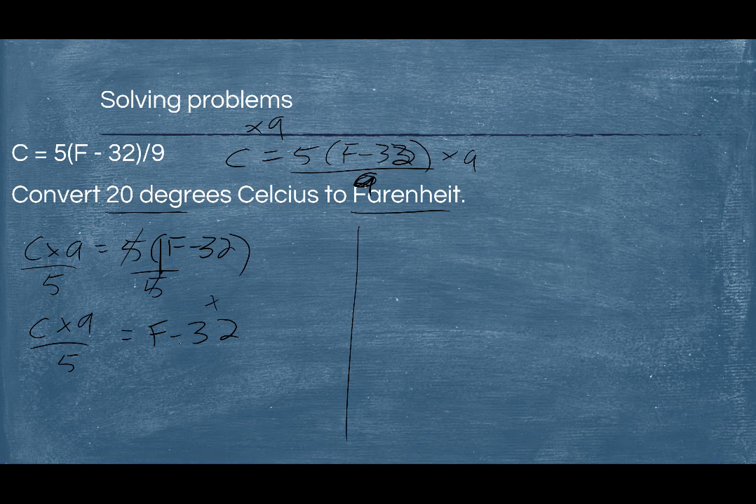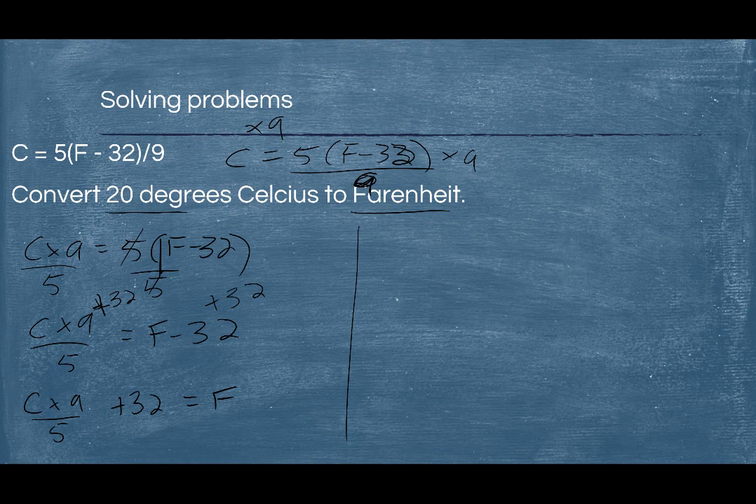To get rid of negative 32 on the right, we're going to add 32 to both sides. So I'm going to have C times 9 divided by 5 plus 32 equals F. Just remember your order of operations. You got to do the Celsius times 9 divided by 5 first. The last thing you do is add the 32.